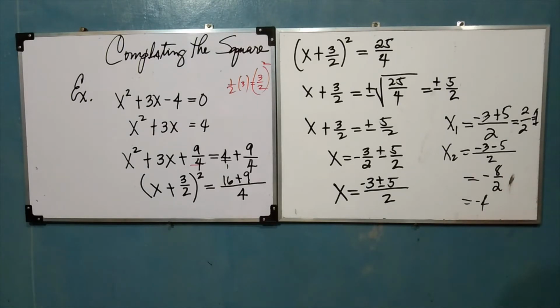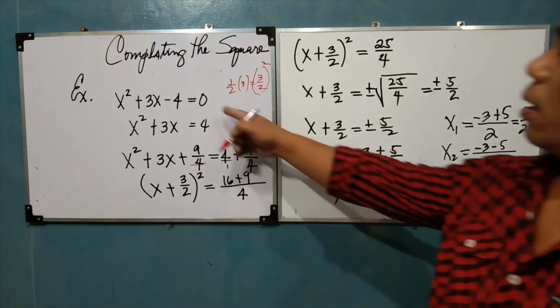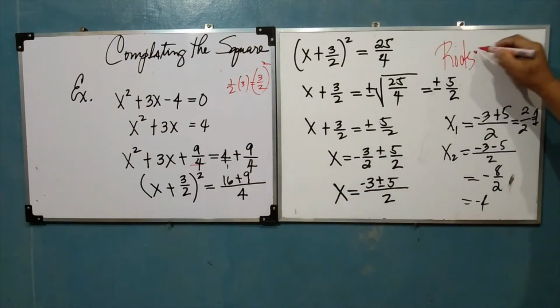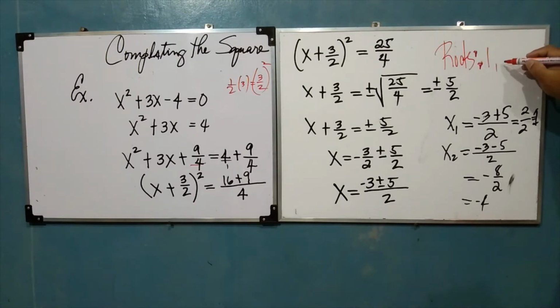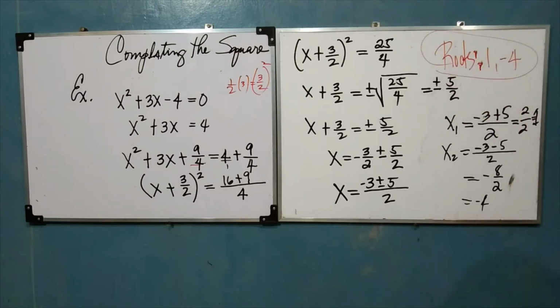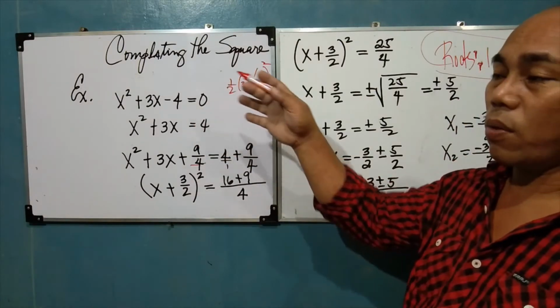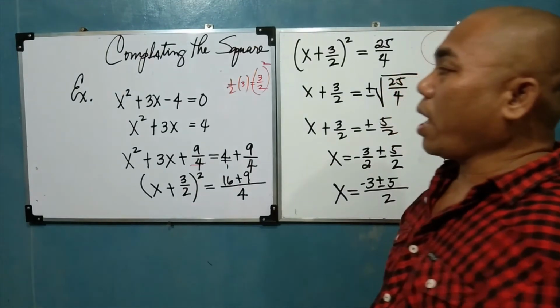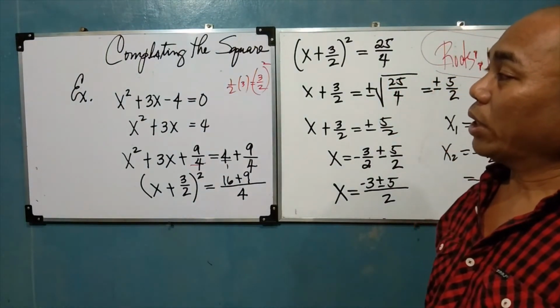So our roots of this quadratic equation are 1 and negative 4. Okay? So we're able to get the roots of this quadratic equation by completing the square. Let's have another example in which there's a value of a in the quadratic term.